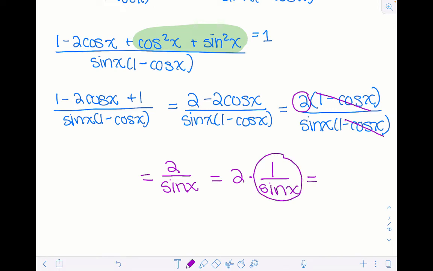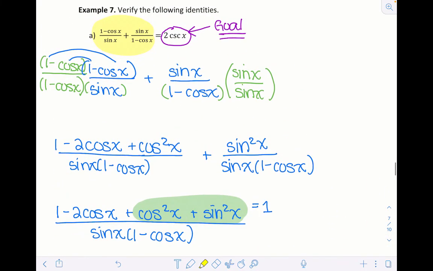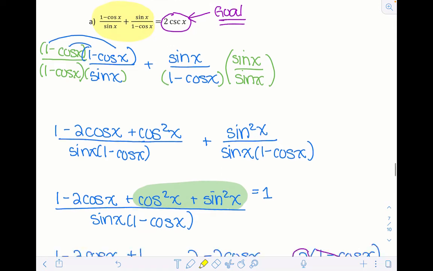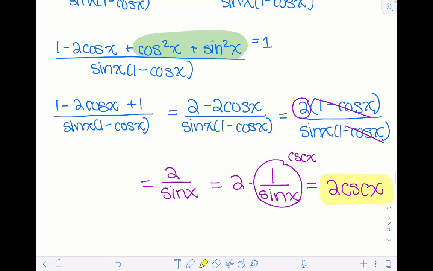Just to show here, now we could actually use the reciprocal identity because that's the same thing as cosecant of x. So that we could rewrite as 2 cosecant of x, which was exactly what we had on the right side of the equation. So we verified the identity, and basically all of this work here shows that that expression we started off with, highlighted in yellow, is in fact the same thing as 2 cosecant of x.